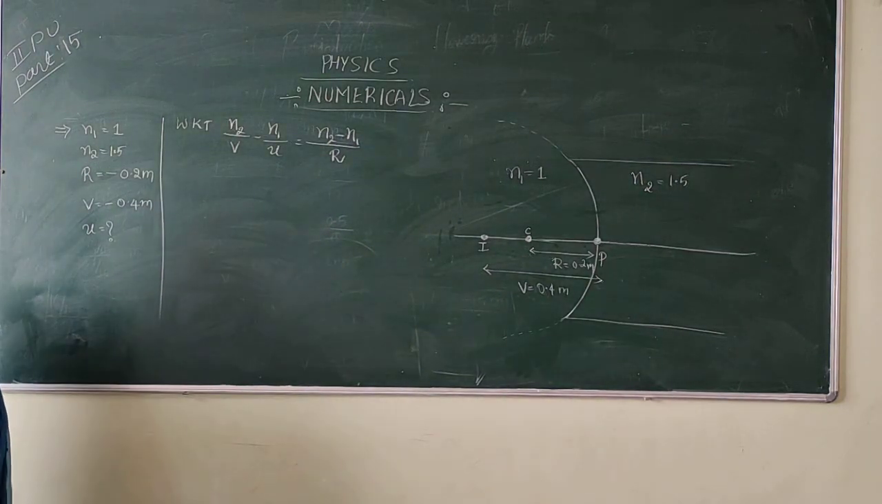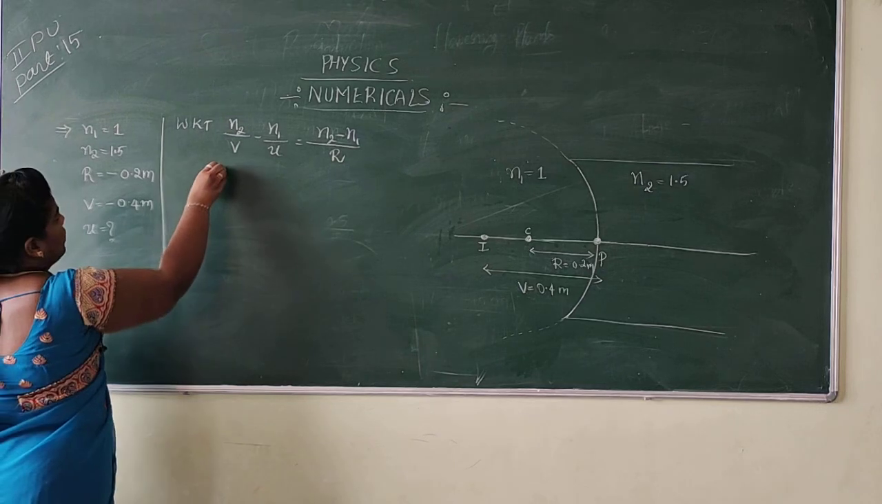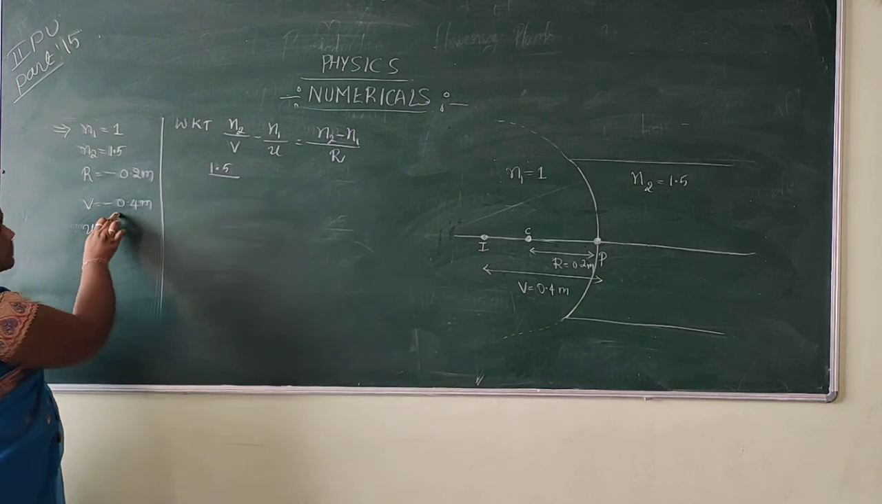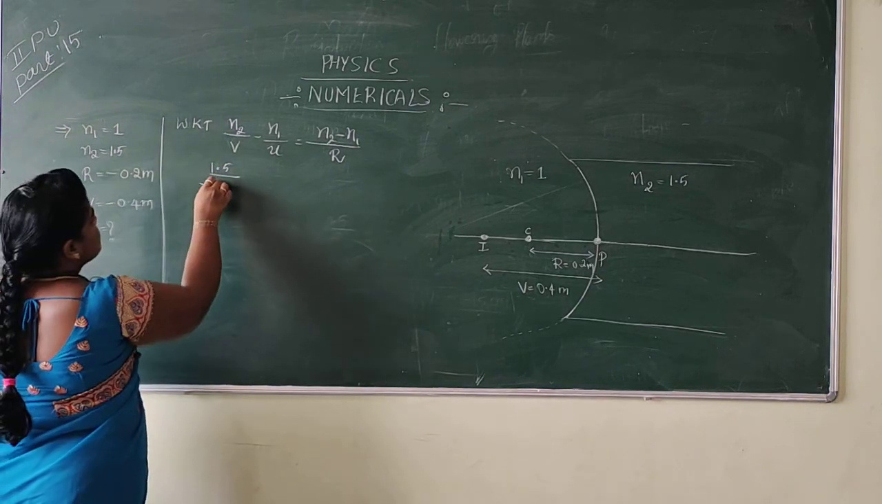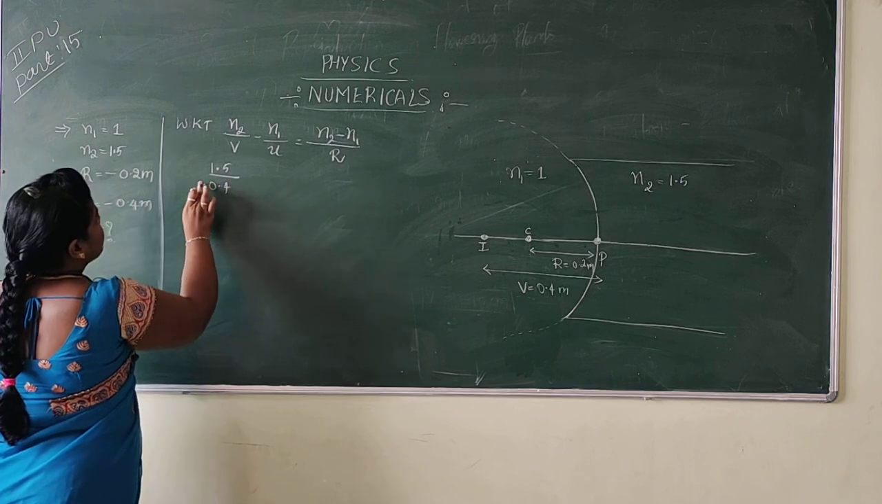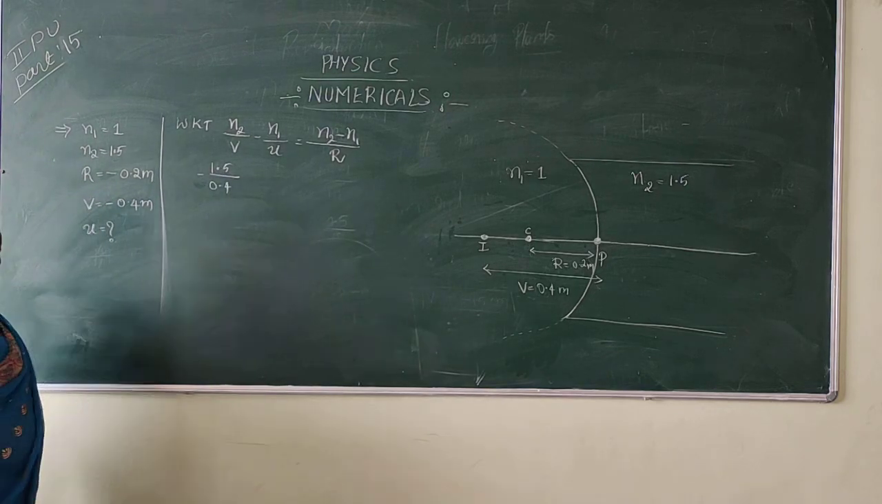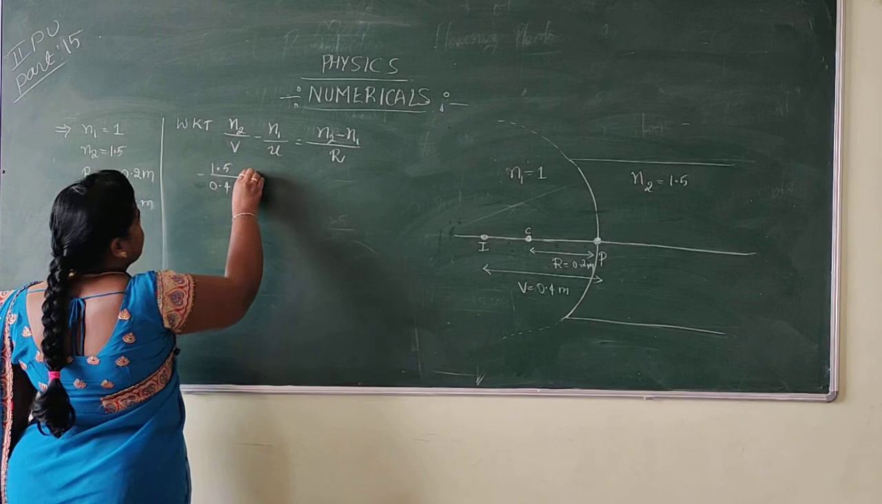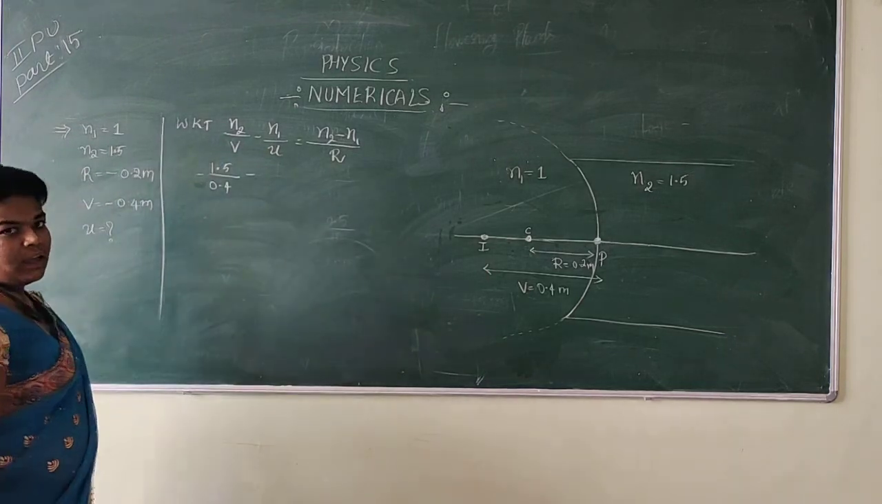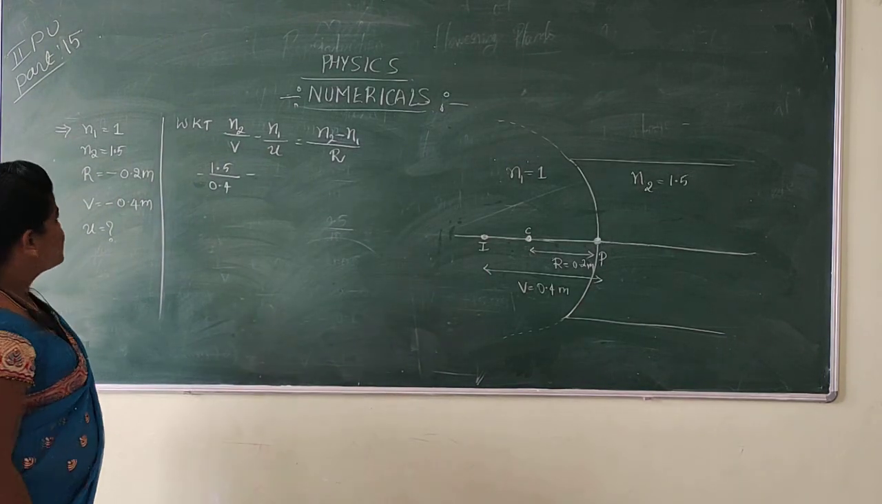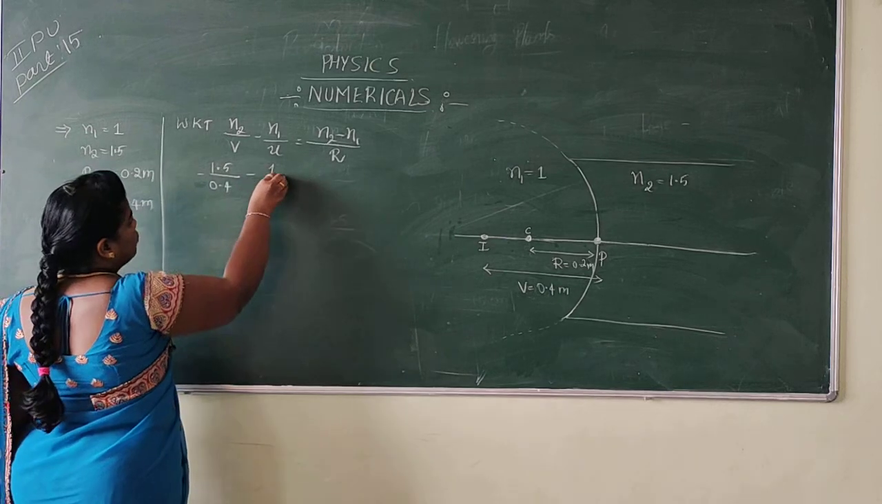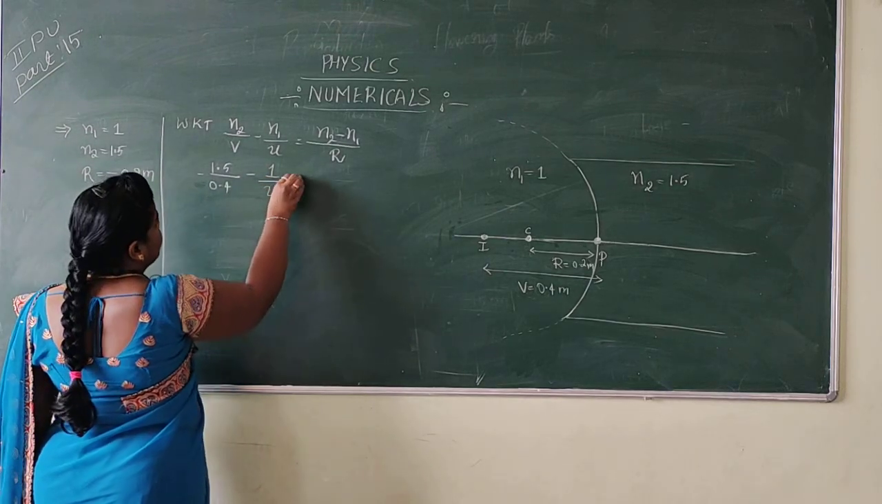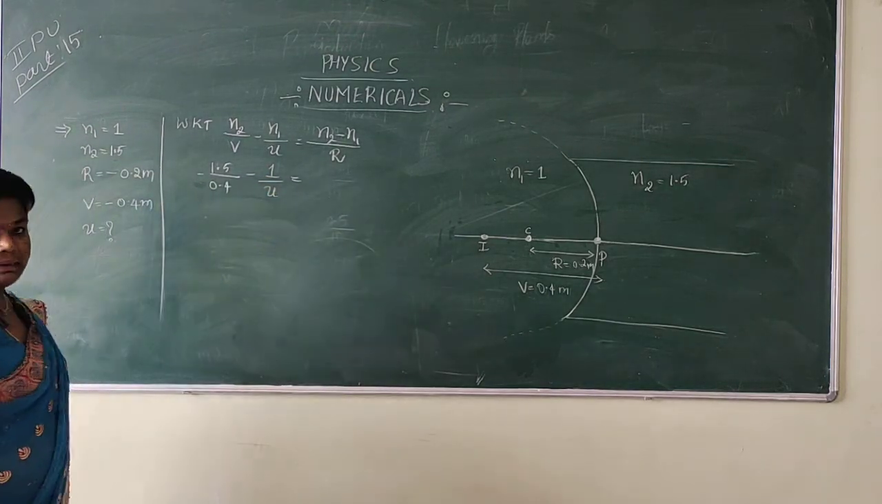So what is N2? N2 is 1.5 by what is V? It is minus 0.4. Minus symbol as it is. What is N1? It is 1. We don't know U. So U is equal to question mark.